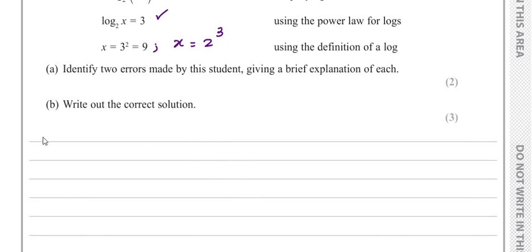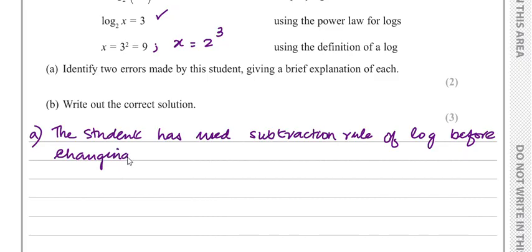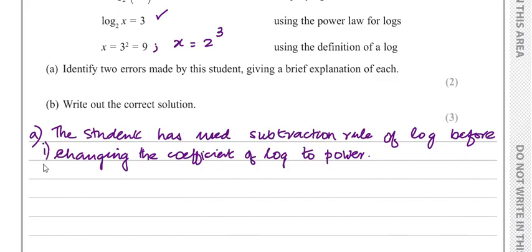So let's document both the mistakes here. The first mistake, the student has used the subtraction rule of logarithms before changing the coefficient of the logarithm to a power. That's the first mistake. So one, I.